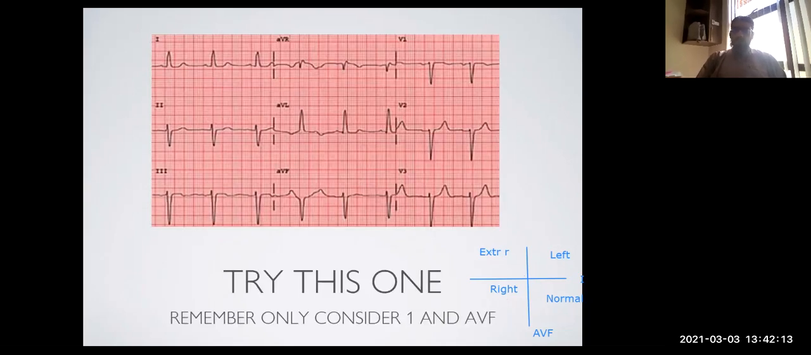Let's try another one. Let's start with lead 1 again. Lead 1 is positive, so electricity is moving towards him, or her, sorry. So it's either moving in that direction or in that direction. So we've either got a normal or a left axis. We know for sure that we don't have an extreme right axis, and we don't have a right axis. So which one is going to tell us? AVF is going to tell us. So let's look at AVF. AVF is pointing negatively.